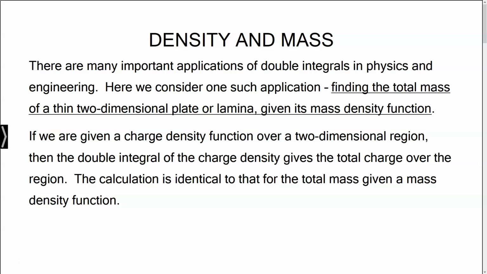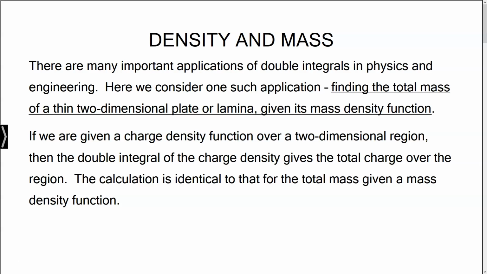We could actually go further with this. If you read the book, they go into second moments and moments of inertia, but there's so much material to go over this semester that I think it's just enough. We'll just go over total mass and center of mass.